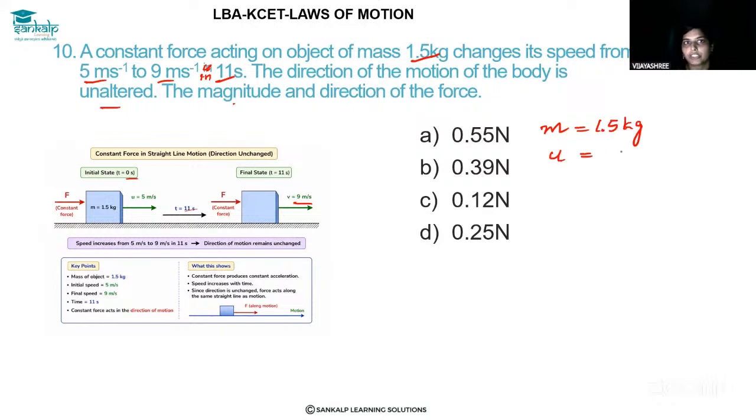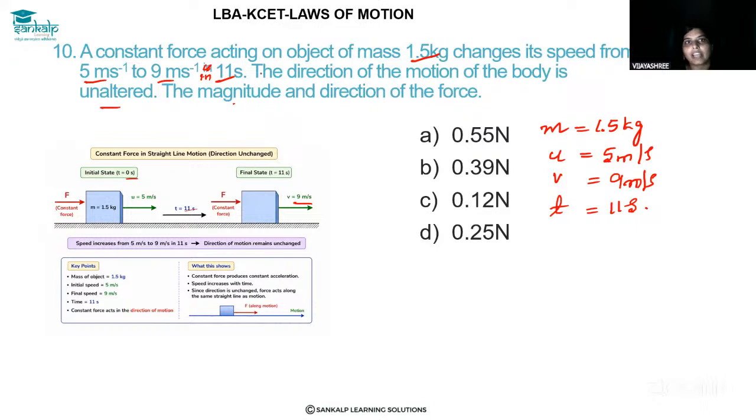Initial speed u is equal to 5 meter per second. Final speed v is equal to 9 meter per second. And the time interval is 11 seconds. Okay, so we need to calculate the force first, the magnitude of force. Then we can calculate the direction.